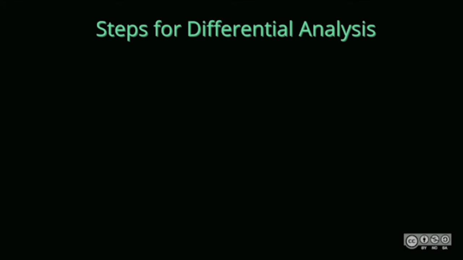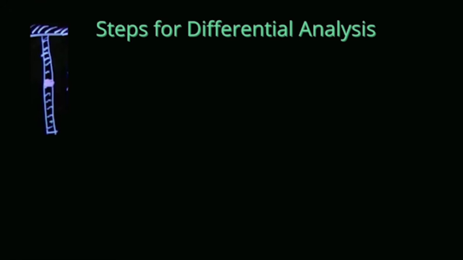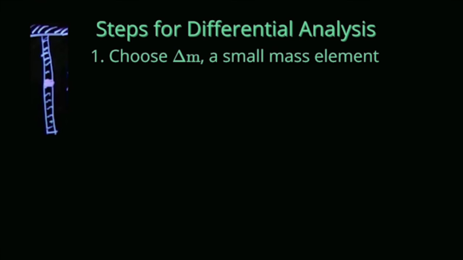So let me summarize the steps that we've taken to do this differential analysis. When you're trying to analyze a continuous mass distribution, the first step is to pick some arbitrary mass element, a small but finite size mass element, somewhere in the middle of the mass distribution. You don't want to pick one of the endpoints because the endpoints are special. You want to pick an arbitrary point somewhere in the middle, and then pick a small mass element at that point, small but finite size.